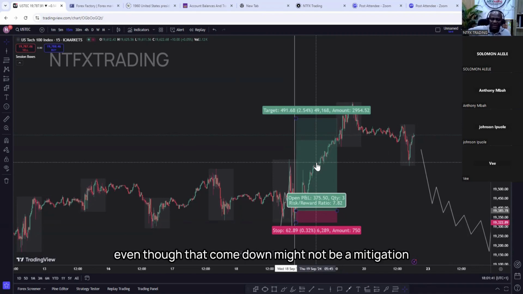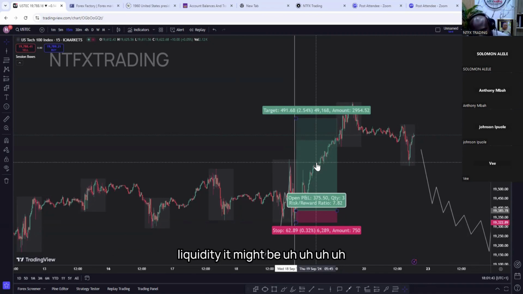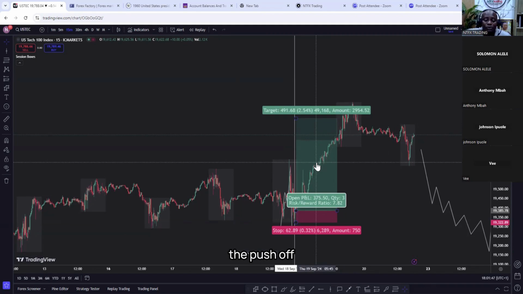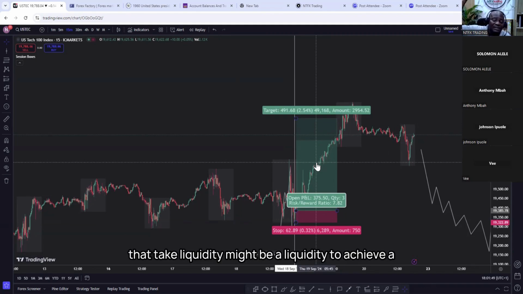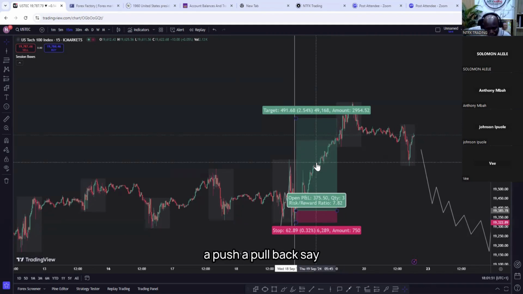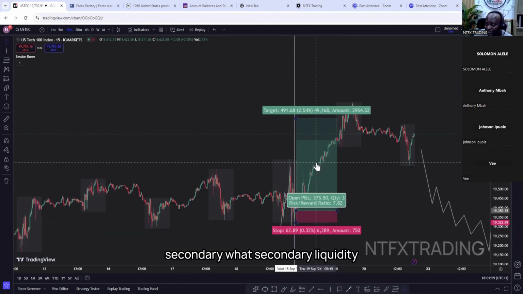Even though that come down might not be a mitigation liquidity, it might be the push up that take liquidity, might be a liquidity to achieve a pullback. So you know that I've taught you that one now. That one is what is called secondary what? Secondary liquidity.